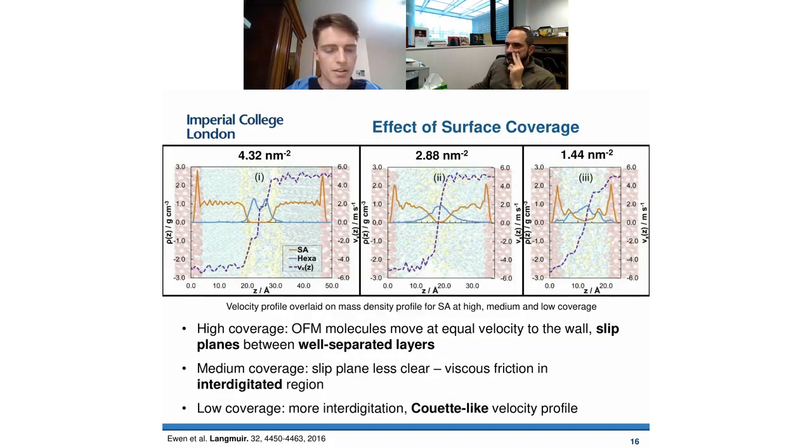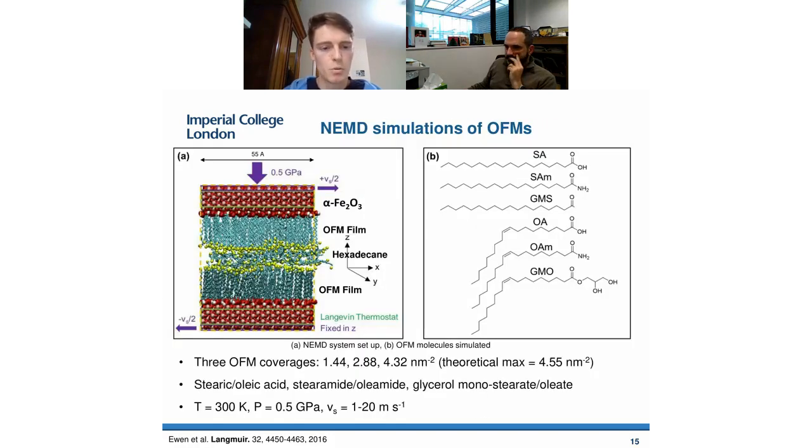I should say the pressure is added to the top wall, and the two walls are slid in opposing directions just by adding a sliding velocity. That's essentially common in non-equilibrium molecular dynamics, which is what we're talking about here.